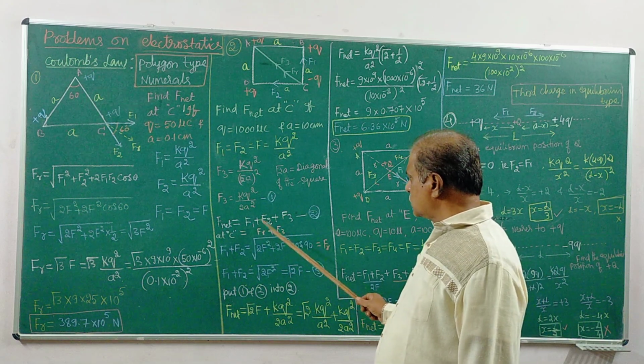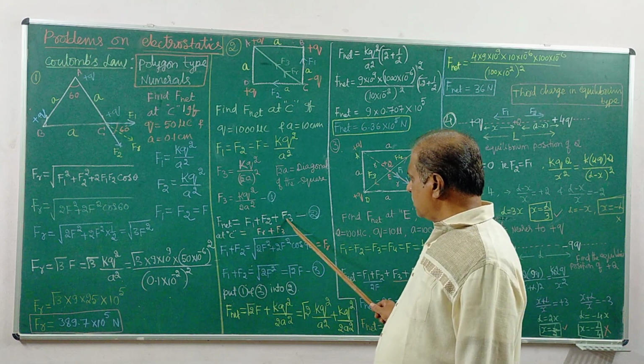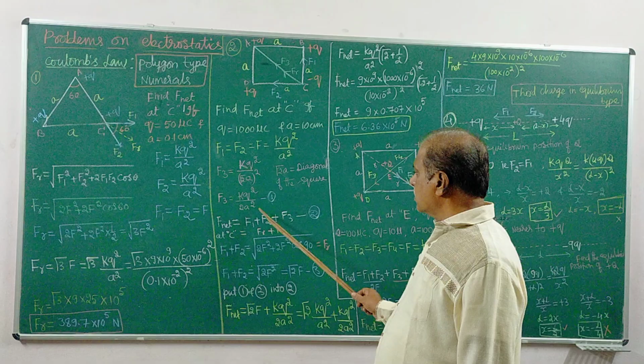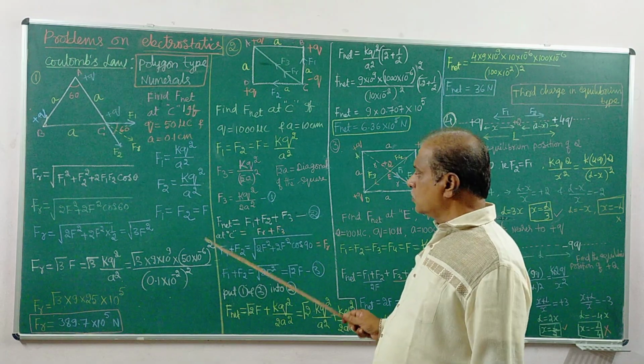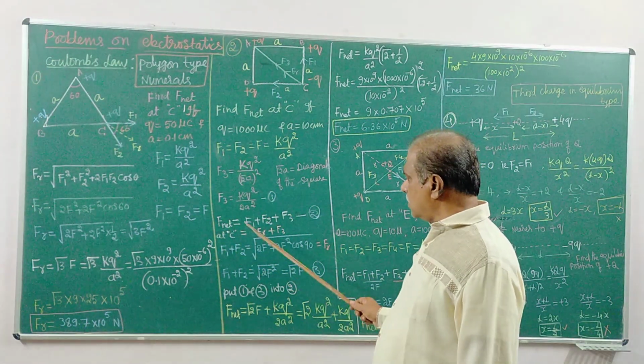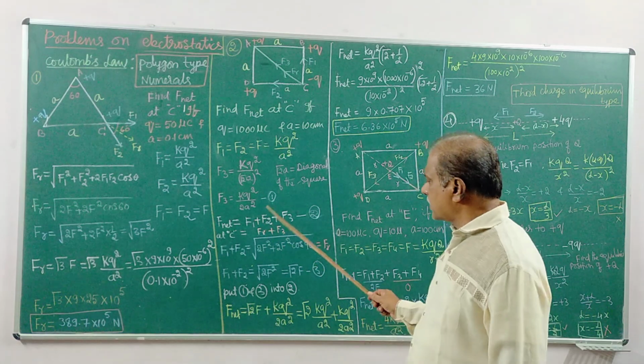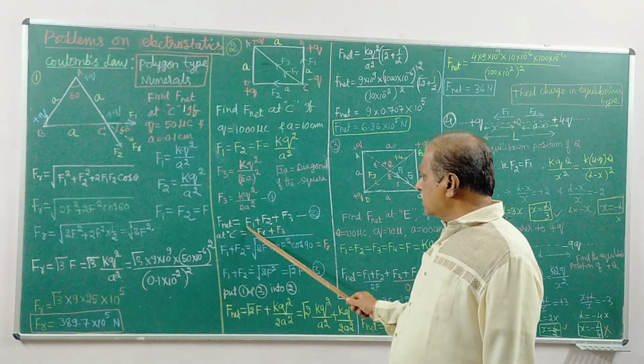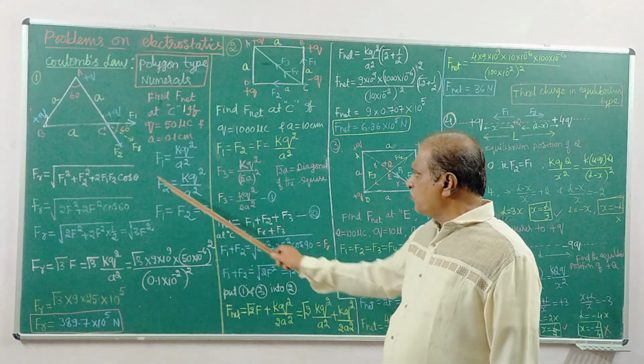Now when we sum these two, we cannot sum all the 3. First we sum any 2, then the resultant and this sum. Only 2 we have to sum at a time, the sum of the forces or the vectors. So what is the vector sum of these two using the same formula?